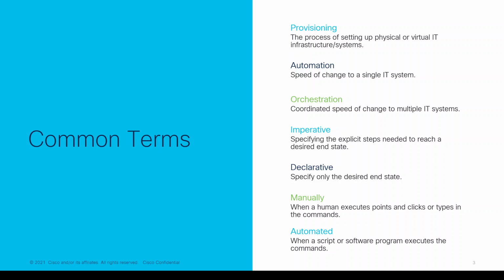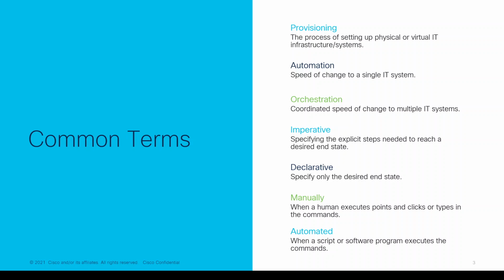Provisioning can sometimes be interchangeably used with the word deployment. That'll come up a little later in the presentation, but for provisioning, we're really talking about the setup of physical or virtual infrastructure. For automation, we're talking about the speed of change to a single IT system. For orchestration, we're talking about the coordinated speed of change to multiple IT systems.